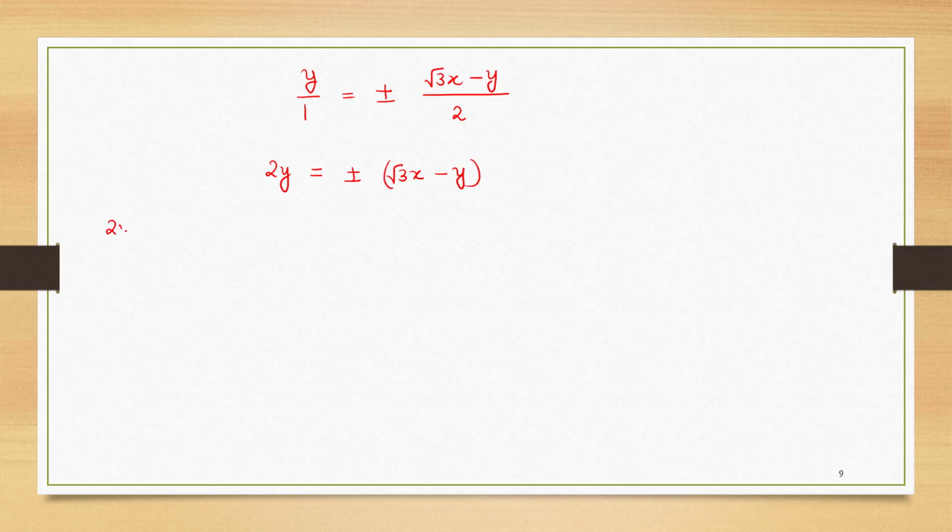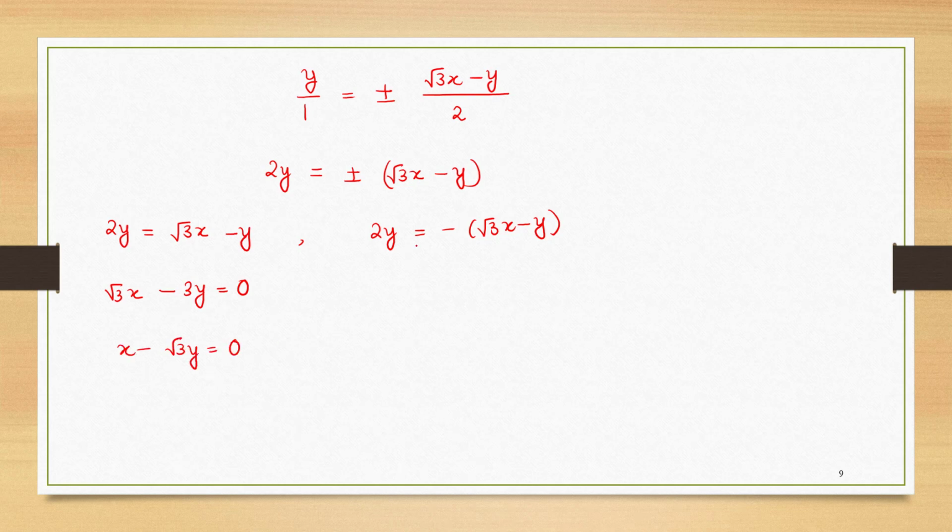So that is 2y is equal to square root 3x minus y and 2y is equal to minus of (square root 3x minus y). That is square root 3x, this 2y comes here and becomes negative. So x minus square root 3y equal to 0. And for the other one, square root 3x comes to the left side. So 2y plus y, that is 3y, equals 0 form, giving square root 3x minus 3y equal to 0.